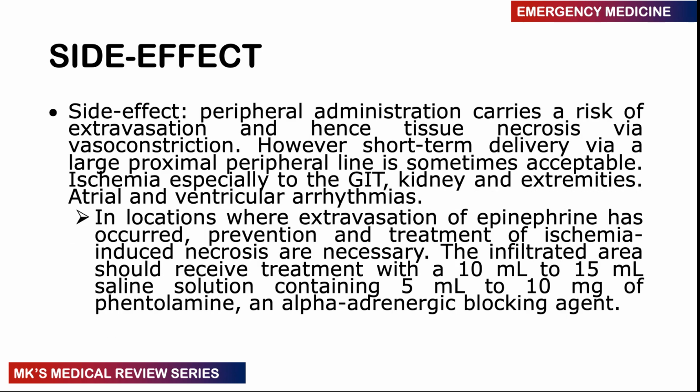Side effects include peripheral administration that can lead to extravasation, and it can cause tissue necrosis via vasoconstriction. So short-term delivery can be given in a large proximal peripheral vein, for example, that in the cubital fossa. Then ischemia can happen, especially to the GIT, to the kidneys, to the extremities. It can result in atrial as well as ventricular arrhythmias. In case you have some extravasation of this epinephrine, remember that your antidote is going to be phentolamine. You're going to treat this by infiltrating the area with about 10 to 15 mils of saline, and this should contain about 5 to 10 milligrams of phentolamine, which is an alpha-adrenergic blocking agent.